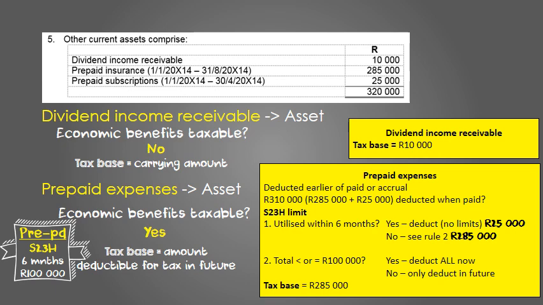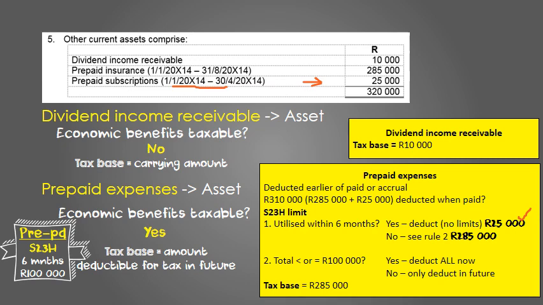this amount. So when we have prepaid amounts, we'll look at each of them and determine whether we are going to utilize it within 6 months. Now we see here that for the prepaid subscriptions, we are going to utilize the prepaid subscription within 6 months after year end. Actually, within the first 4 months after year end. Therefore, the full 25,000 would have been deducted in the current year.